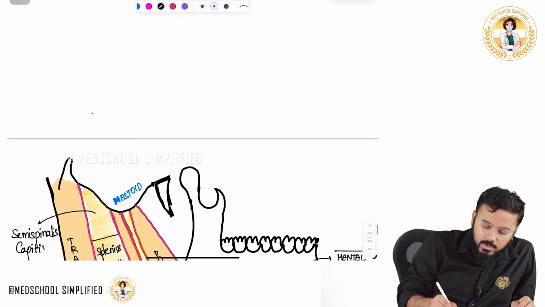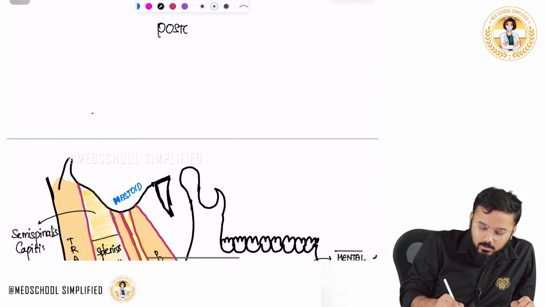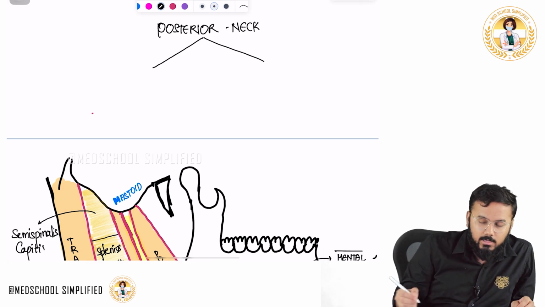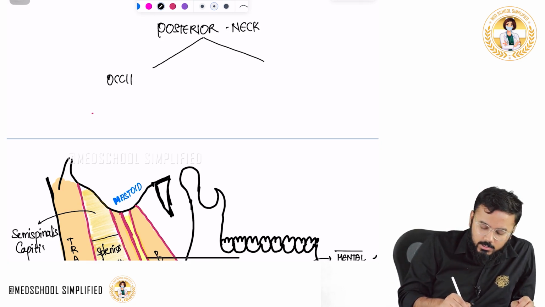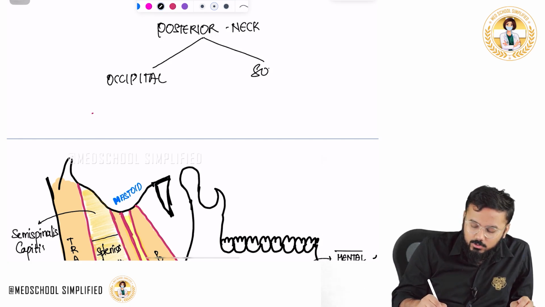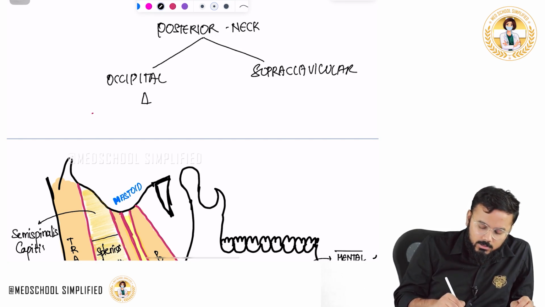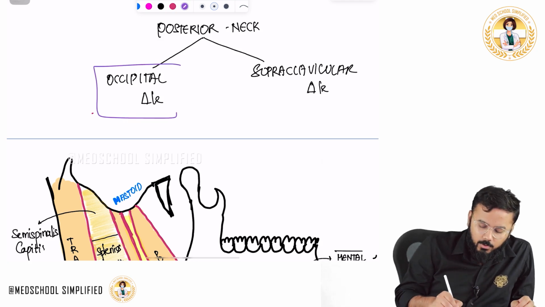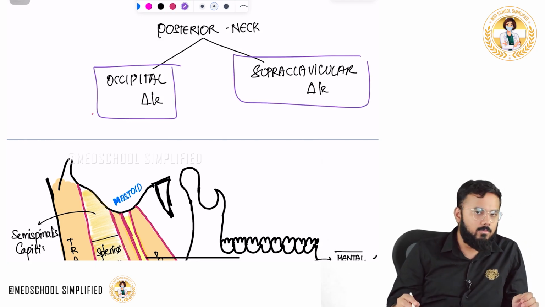We discussed that the posterior region of your neck has two important triangles. One is called your occipital triangle, and the other one is called your supraclavicular triangle. These are the two important triangles that you have over here.